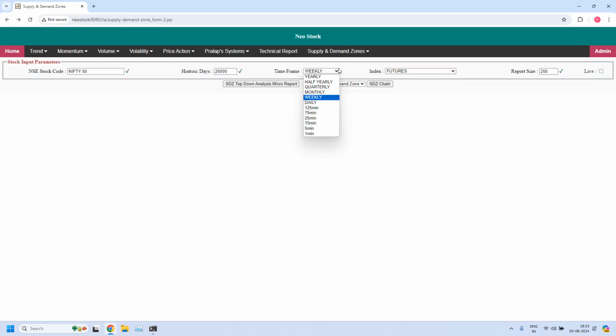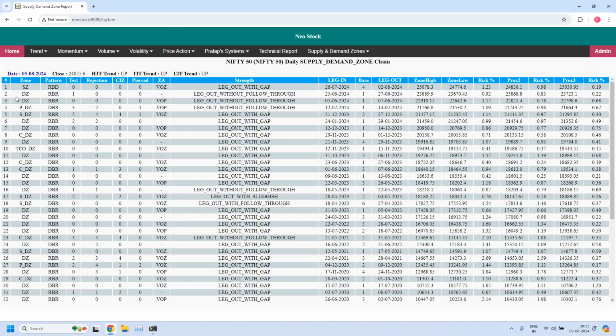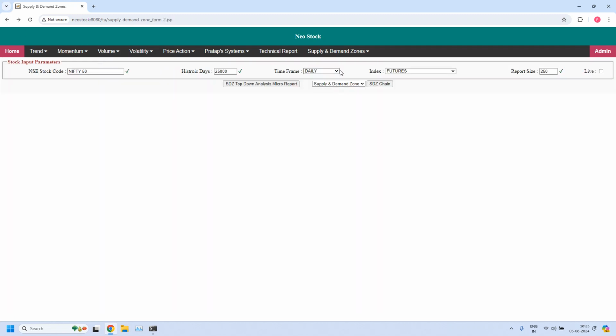So the next time frame is daily. Let us check if any daily supply zones are created. See here, a daily supply zone is created. It was already created last Friday. Probably today we'll be having a follow through candle. This is the daily supply demand zone chain for NIFTY. And the next time frame is 125 minutes.